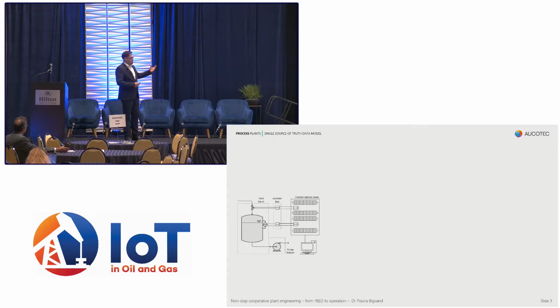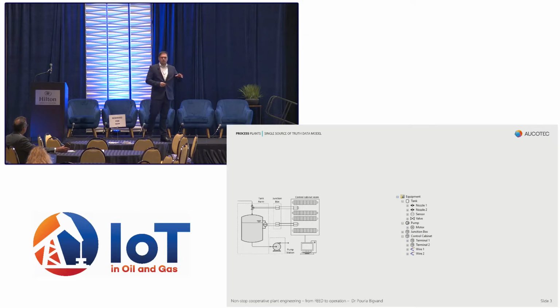If you want to design the digital twin of this plant from scratch, let's say it's a greenfield, the first model that you need is the physical representation of the equipment that you have. For example, you have a tank. This tank has two nozzles, a sensor and a valve below it. You have a pump, a motor, and for every physical item that you have in the plant, you need a physical representation in the digital twin, or the digital model of the plant.